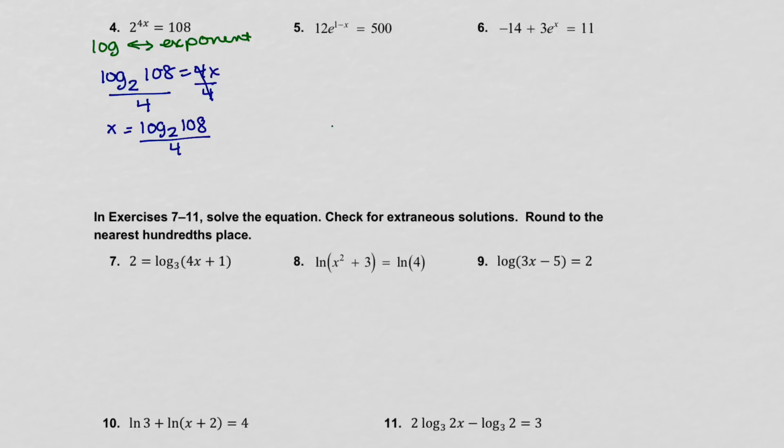That's good news. But before I put it in my calculator, I want to remember that I might need to use that change of base formula. So when I put it in my calculator, it'll actually be log 108 divided by log of 2. Remember to close those in. And once I get that, I'll divide that whole answer by 4 to get my final result.